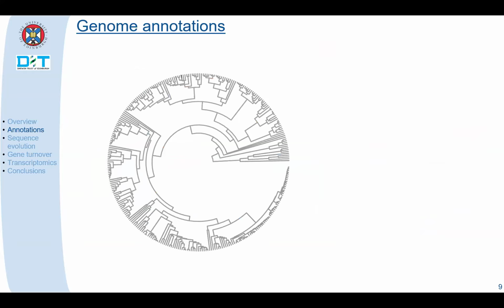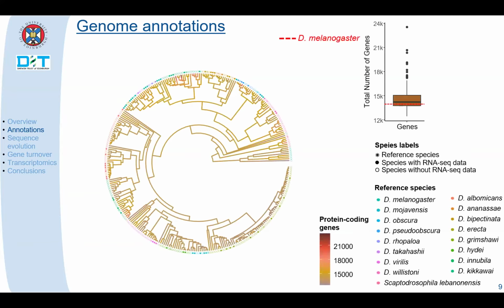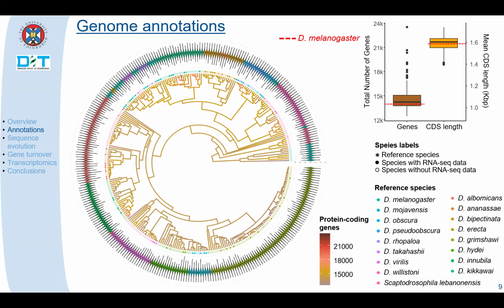So what did we actually get in the end? Let me show you the summary of our annotation effort. Across the 301 genomes, we find that the number of protein coding genes varies around 13 to 15,000 genes, which is close to the number of genes in Drosophila melanogaster, which has about 14,000 protein coding genes. When we look at the distribution of the CDS length, we find the mean CDS length is around 1.4 to 1.56 kilobase pairs, and Drosophila melanogaster's mean length is about 1.6 kilobase pairs.